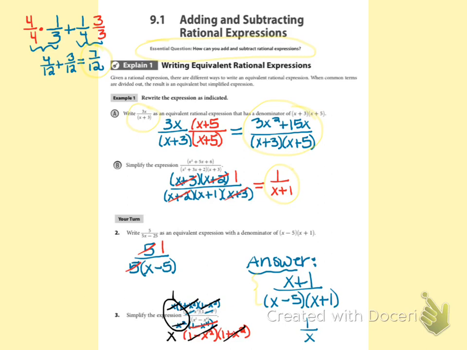And that's where this 1 over x comes from. So there's quite a bit of simplifying on that one. Let's go ahead and turn the page and continue looking at adding and subtracting rational expressions.